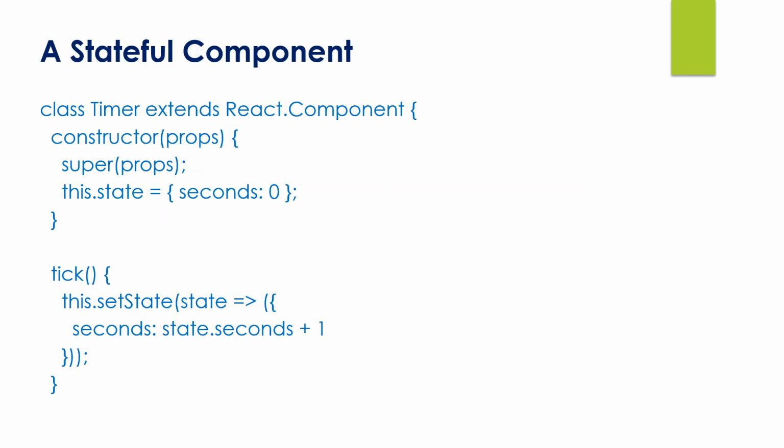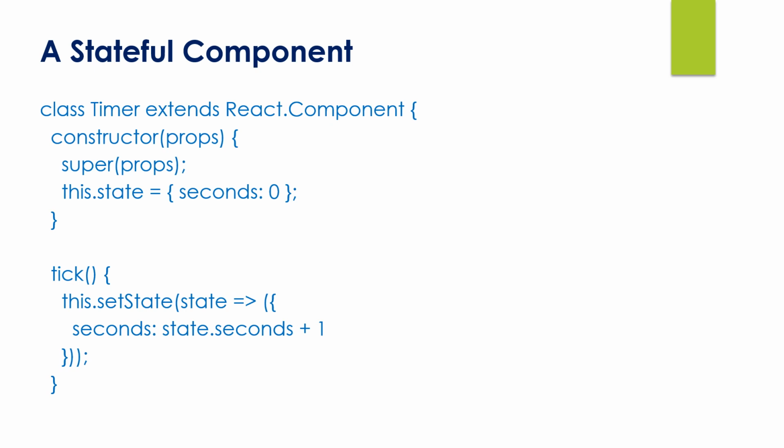Now we will see another example of the component. It is nothing but a stateful component. Here we are defining a Timer component, which is a class component, and this Timer component extends React.Component as earlier. Here we are using the constructor, and this constructor takes props as arguments, and we are also calling the super constructor, the constructor of the superclass, and we are initializing the variable called state. We are initializing it to 0 seconds, this.state.